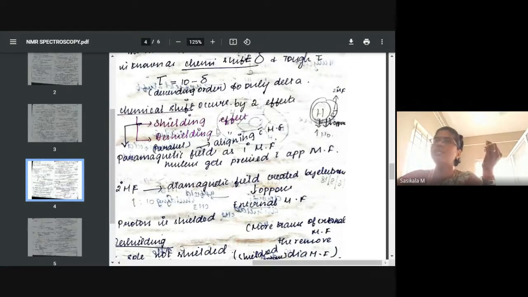But what happens due to this shielding and de-shielding effect? The electrons present around the nucleus also will be spinning, right? When we keep an external magnetic field, not only protons are spinning, the electrons surrounding them also will be. So this creates a secondary magnetic field, which is created by electrons. What is the primary magnetic field required for NMR signal, NMR absorption? That is the magnetic field created by the proton nucleus, whatever nucleus we take. So this kind of magnetic field is called the primary or paramagnetic field.